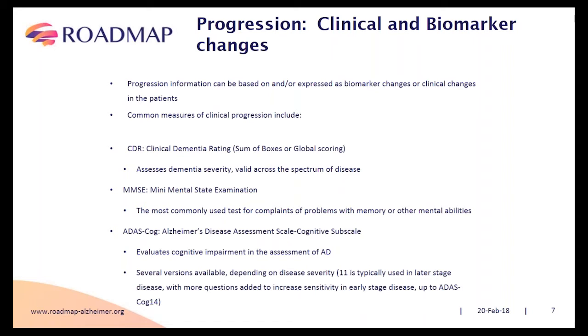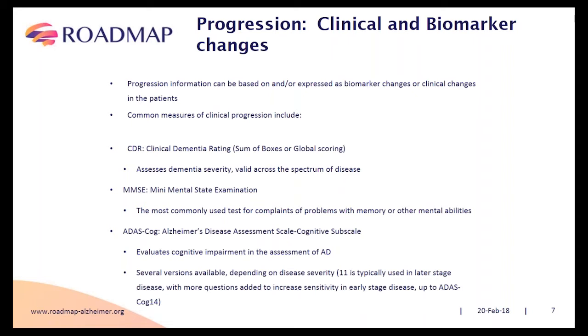The ADAS-Cog, similarly, is another commonly used measure, and this measures cognitive impairment. One thing to note, though, is that the ADAS-Cog has several versions depending on the disease severity. And this is important because as we look at some of the disease models, we noticed that there are different ADAS-Cog measures either being used as predictive variables or as your final variable that was being modeled. So the ADAS-Cog 11 is typically used in later stage disease, and more questions were added over the years to increase the sensitivity to earlier stage disease. So you'll see measures of the ADAS-Cog 12, ADAS-Cog 13, ADAS-Cog 14.